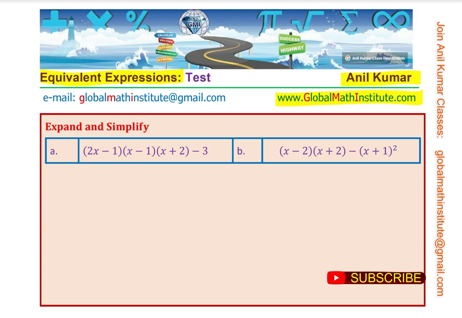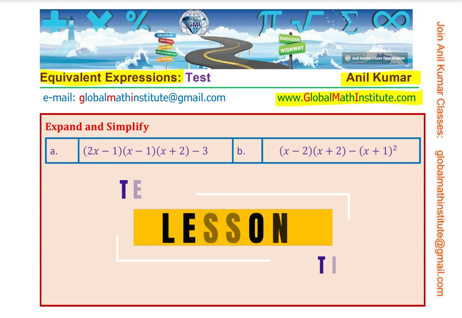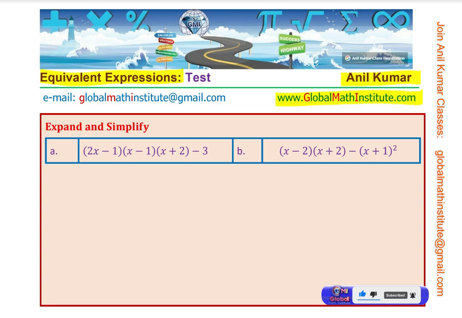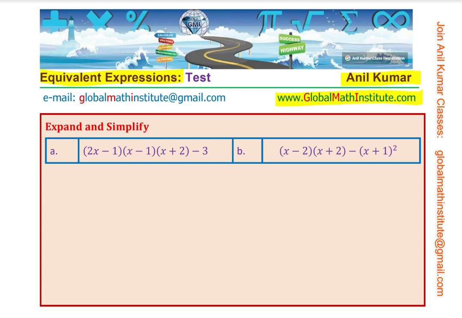So the very first question here is to expand and simplify parts A and B. I've taken slightly difficult questions to begin with, because normal expand and simplify questions you can do. Sometimes the problem occurs when you have three terms to be multiplied, as shown here. So part A is 2x minus 1 times x minus 1 times x plus 2, minus 3, and B is x minus 2 times x plus 2 minus x plus 1 whole square. Here you will also learn how to apply the known formulae to do it in a faster and easier way.